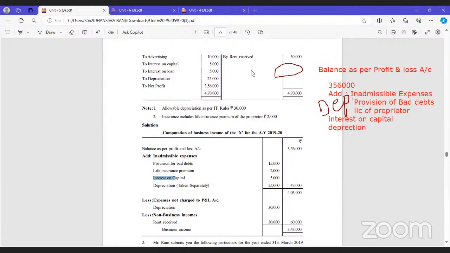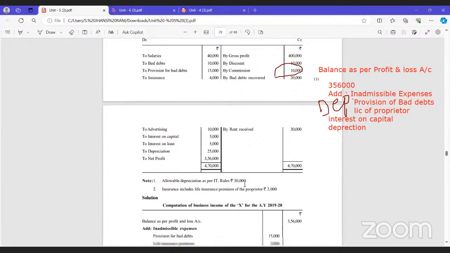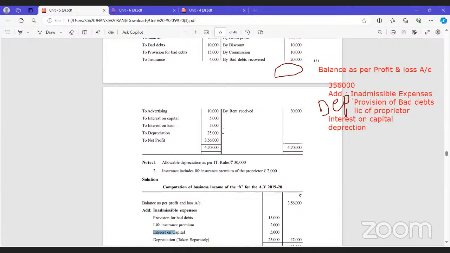And non-business income. Here, just look at your discount, which is related to the business. Commission is also related to the business. Bad debts recovered: if they have not mentioned anything over here, for example, if in the note or adjustment it was given that bad debts recovered were disallowed earlier, then we would have taken it as non-business income. But they did not mention it, so it's a business income only.